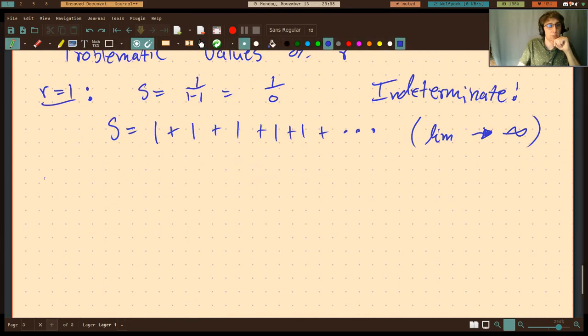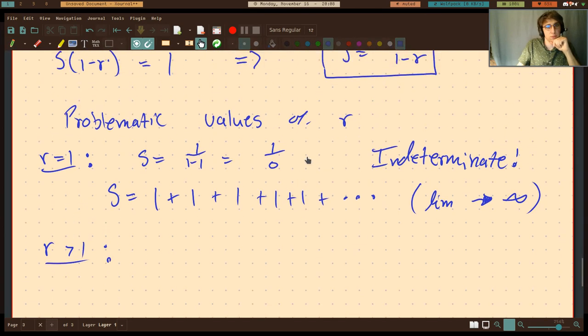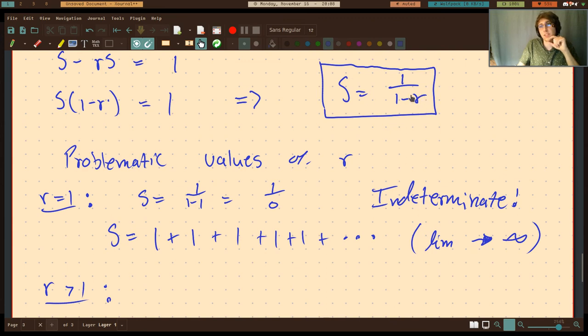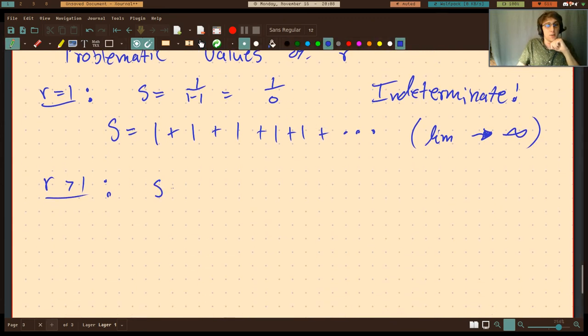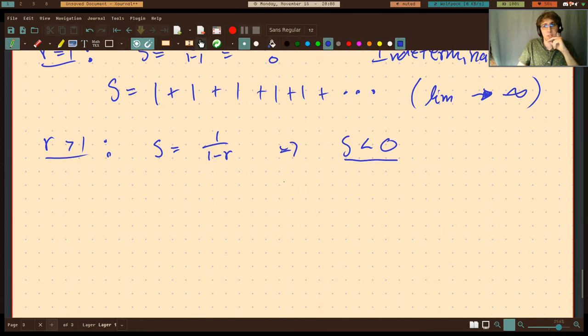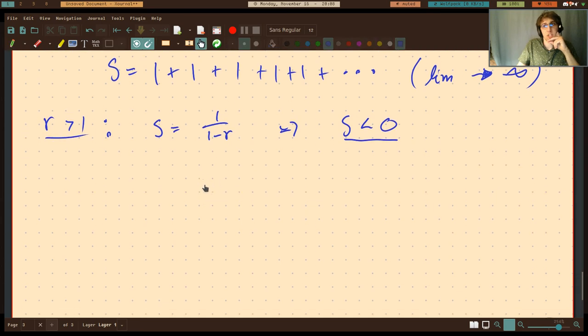Here's another one. r is greater than 1. Some of you might be saying, well, that's not going to blow up, right? The denominator is finite. Well, if r is greater than 1, the denominator 1 minus r is less than 0. It's negative. And if that's true, s is negative. 1 divided by a negative number is a negative number. And that is just bonkers.